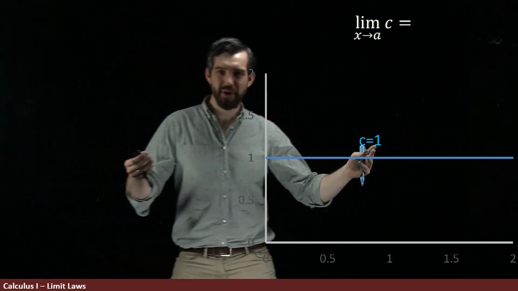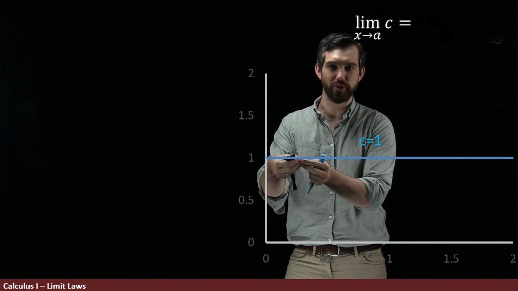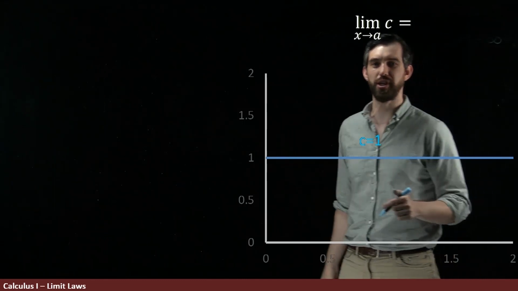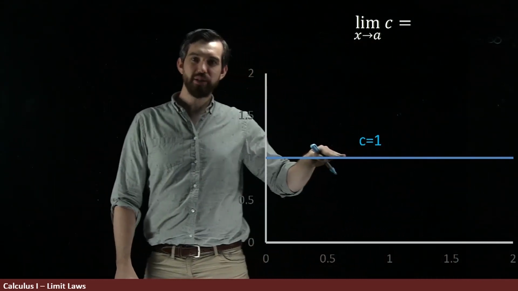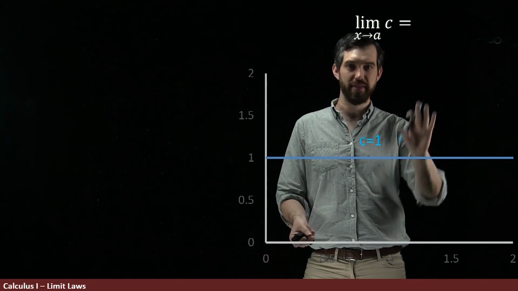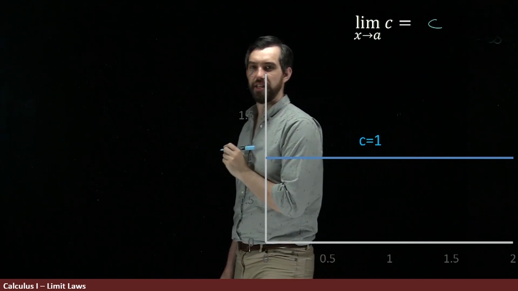Well, it doesn't matter where I am on here. If I want to talk about this point right here, the limit as you get close to this point is 1. Limit as you get close to this point is 1. This point, every point you could get close to, the height of it's always 1. So no matter what it is, it's the value of 1, or in the generic case of an arbitrary c here, I'm going to say the limit is equal to c.